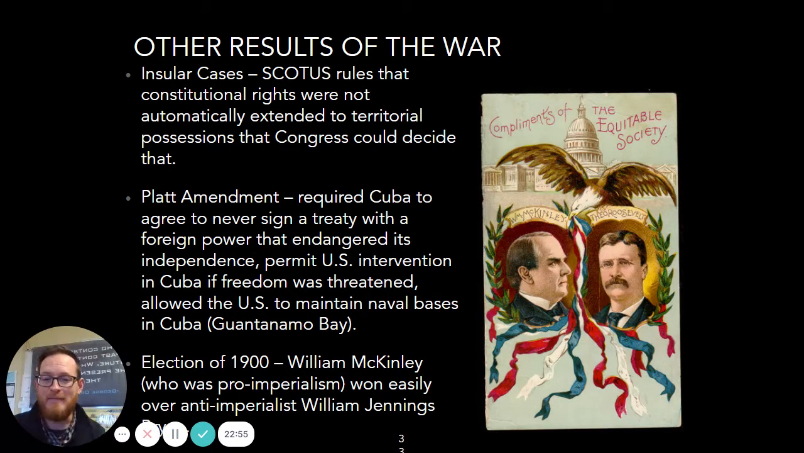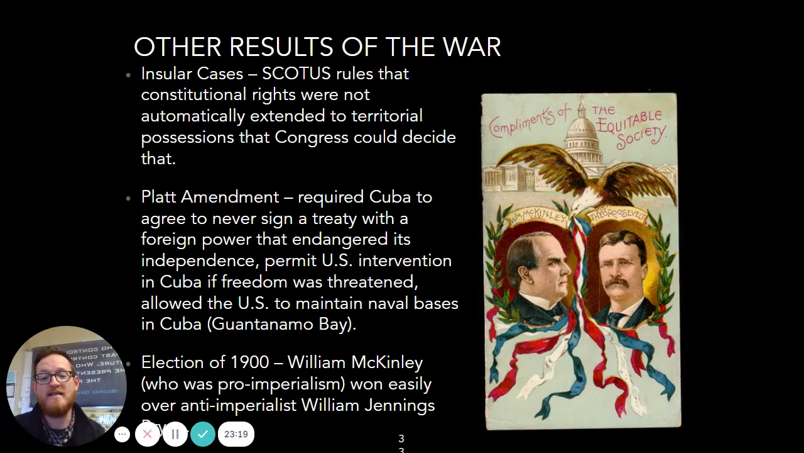Also, you have the Platt Amendment. This required Cuba to agree to never sign a treaty with a foreign power that endangered its independence. Another big part of it that a lot of Cubans did not like is that it said that the U.S. could intervene in Cuba if freedom was threatened. And again, that was done in a very, very vague way. So it's like, well, what do you define as freedom being threatened? What exactly does that mean?